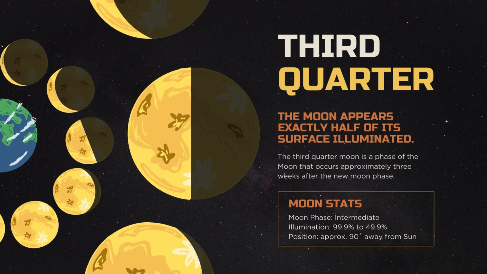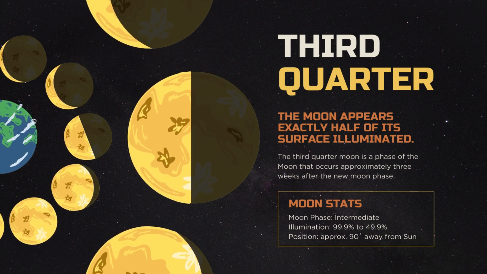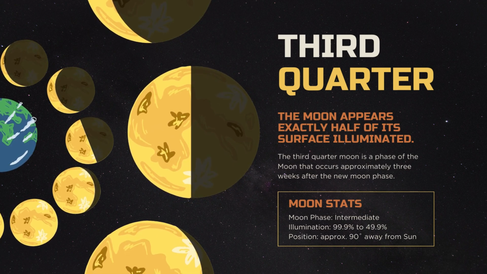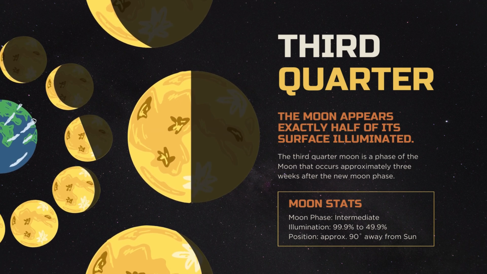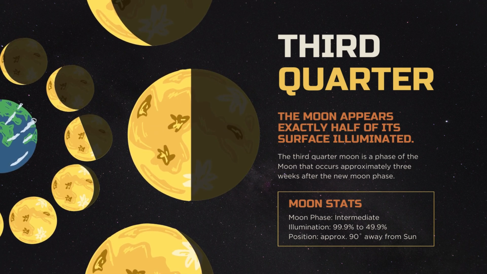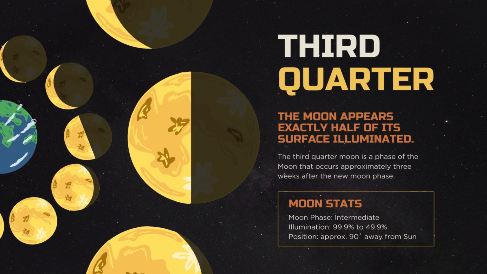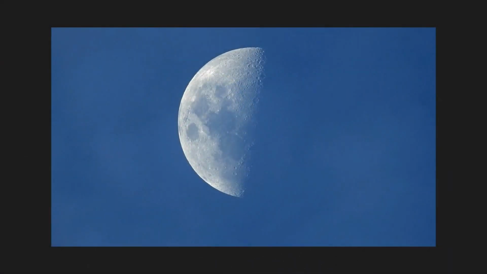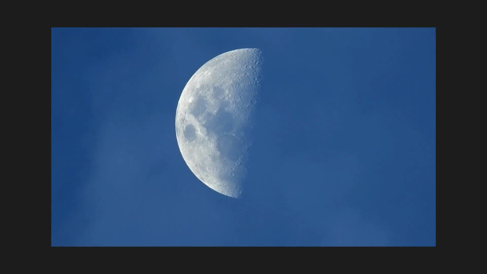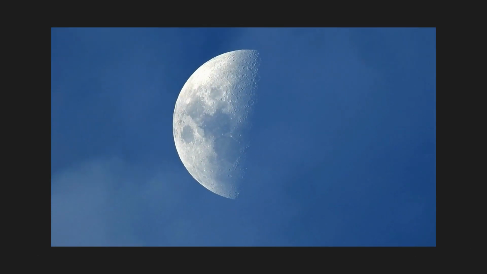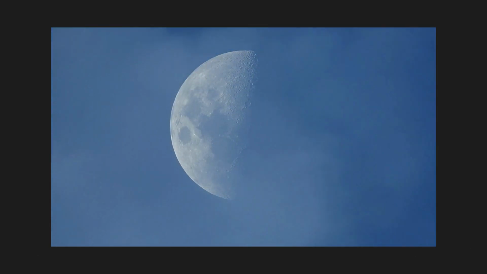The third quarter moon, also known as a last quarter moon, presents a mesmerizing sight in the night sky. With exactly half of its surface illuminated, this phase occurs approximately 3 weeks after the new moon phase. At this point, the moon is positioned approximately 90 degrees away from the sun, creating a striking visual display.